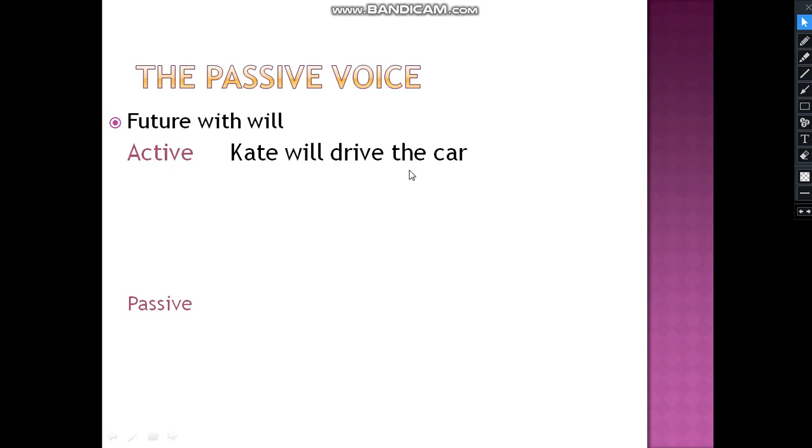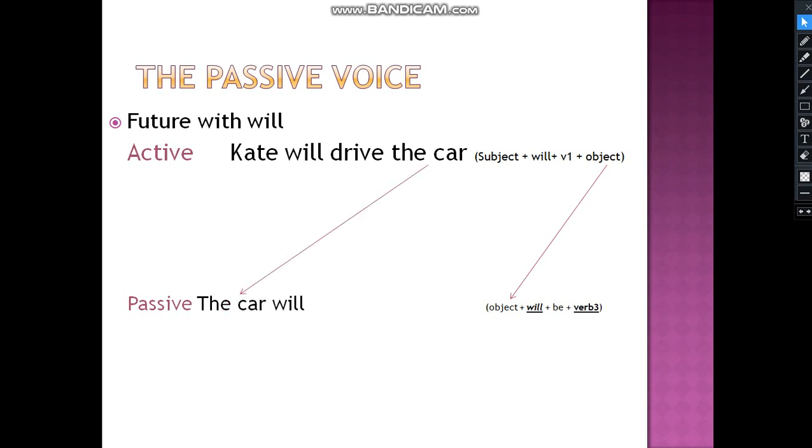We ask ourselves, what is the tense of the sentence? Assuming that you don't know that it's future with will. So it's a future tense with will. What do we do? We find our object. We bring our object to the front, and then will be verb 3. So the car will be driven. The optional part is by Sally.